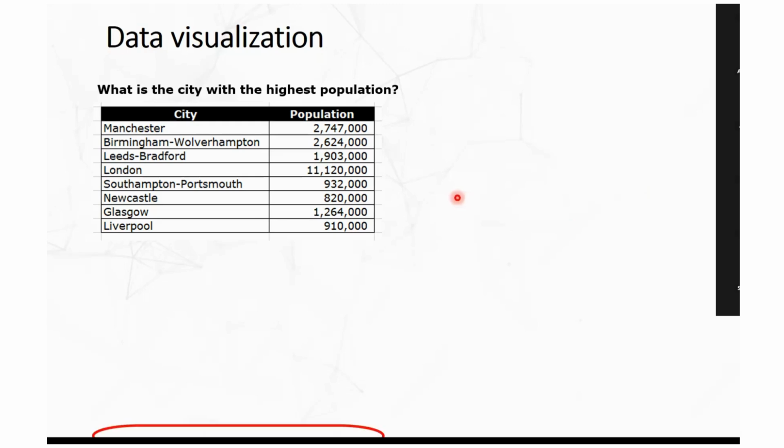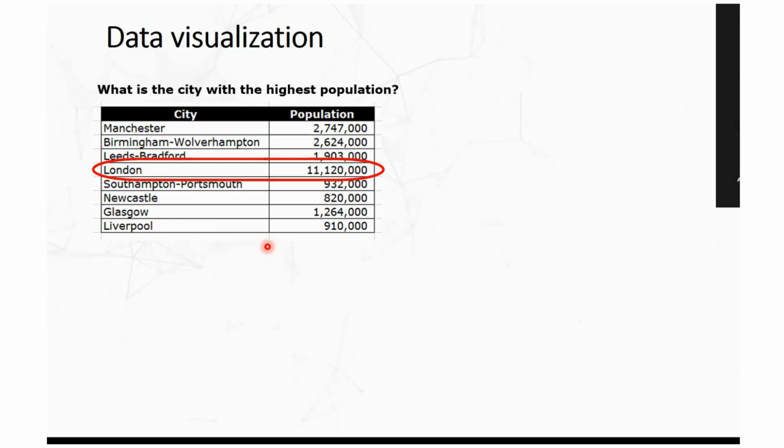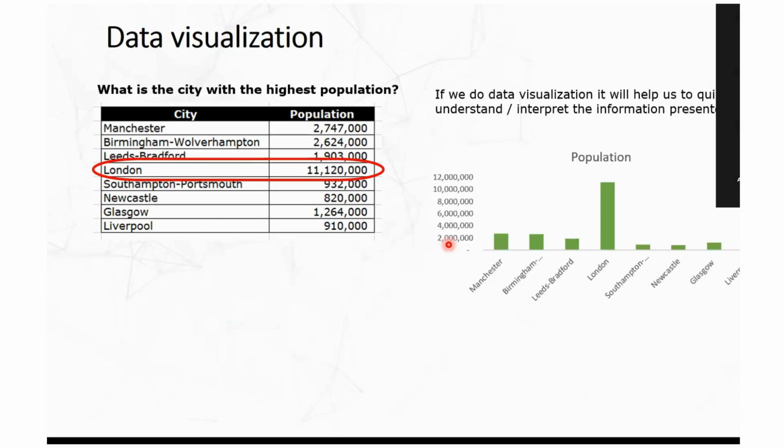Sure. Now here's something interesting. We have about 8 cities, I think 8 or 9. So imagine if I had 2,000 cities here and I asked you what city has the largest population. You wouldn't eyeball the data. You'd need some sort of sorting or analysis or visualization for you to be able to determine. So that's why we need to create visuals that present the data.